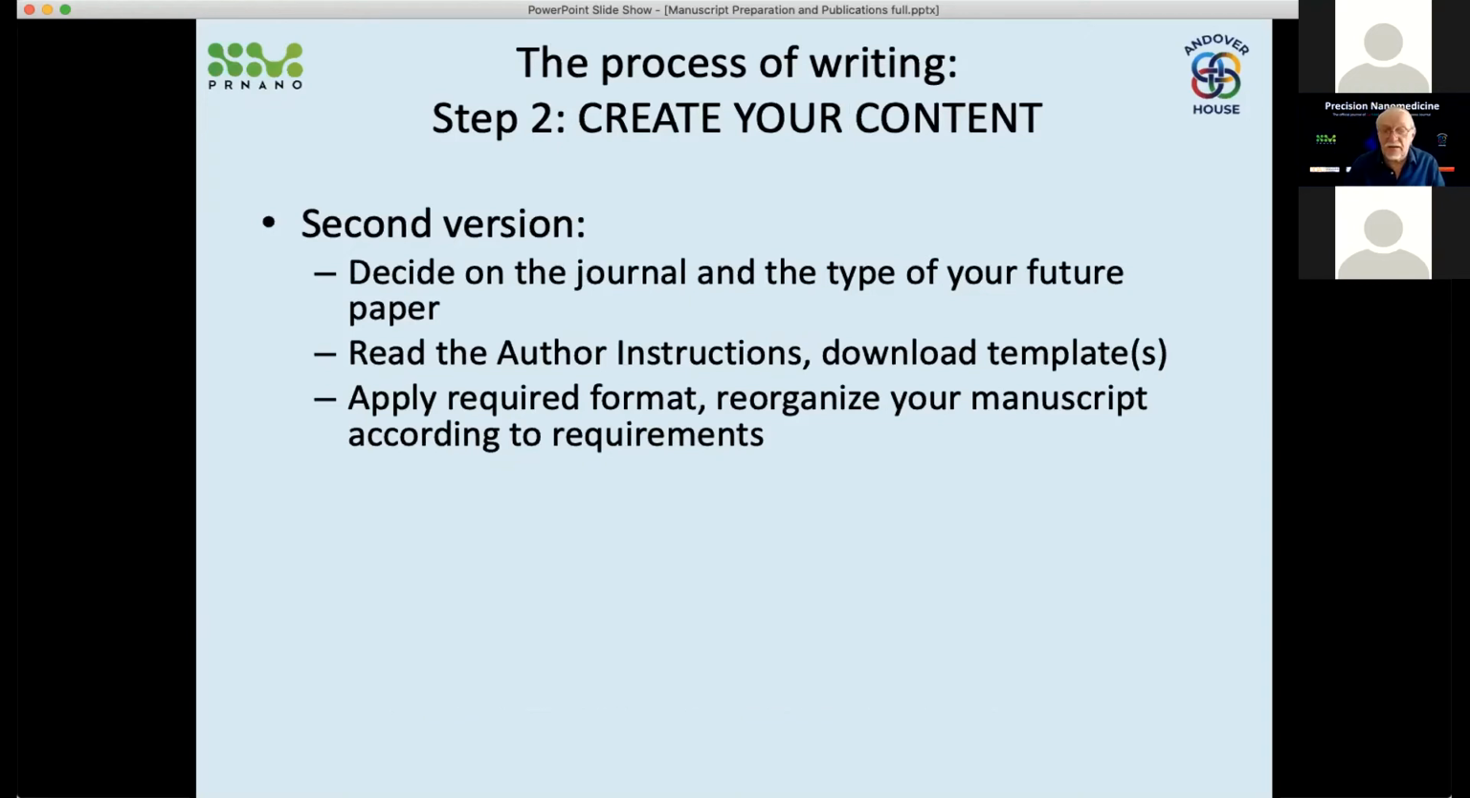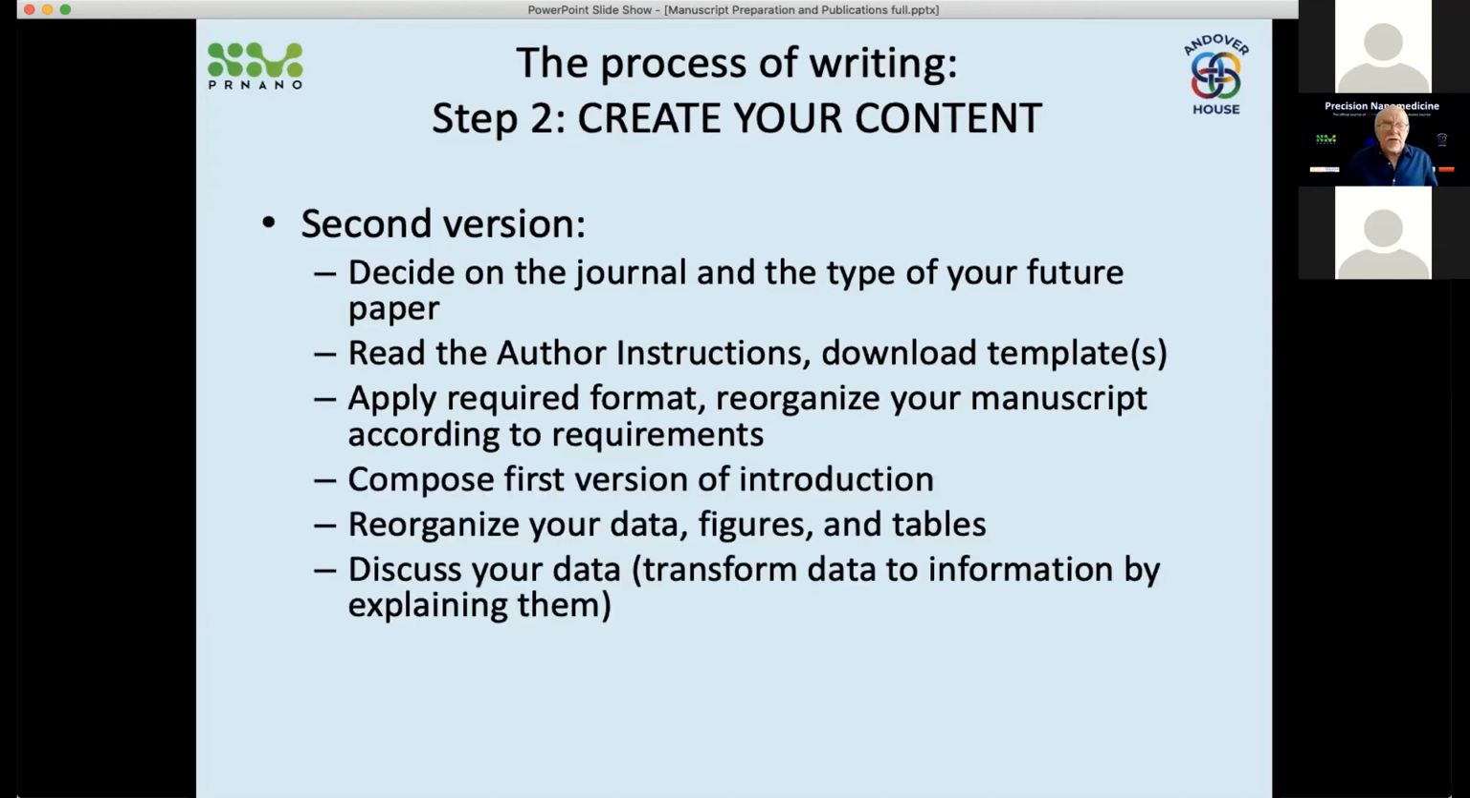As I said, it's very important to download the templates, as I mentioned before. Apply the required format and reorganize your manuscript. Don't ignore the limitations, as already mentioned. It can be only 2 pages, for example, a communication cannot be more than 2 pages, and so on. Then compose the first version of the introduction.